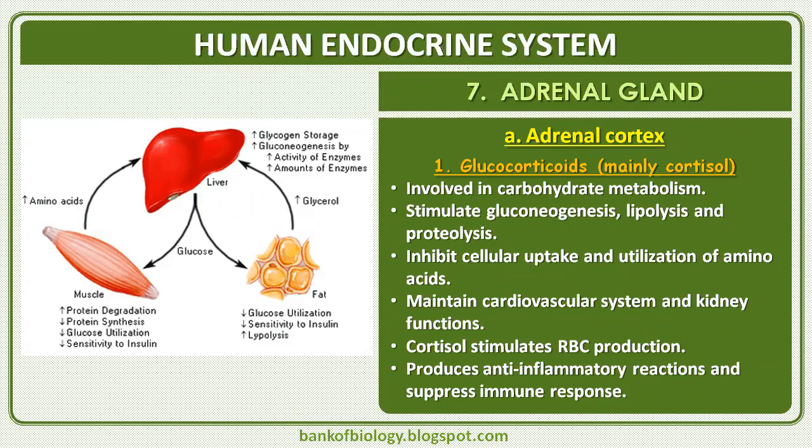That means ultimately what we want here in this case, we need to break up and form the glucose, and inhibit the cellular uptake and utilization of amino acids. They maintain the cardiovascular system and kidney functions, which are very, very important. They stimulate RBC production. Do you remember in thyroxine we also saw some involvement in the RBC. They produce anti-inflammatory activity, a very, very regular question, and suppress the immune response.